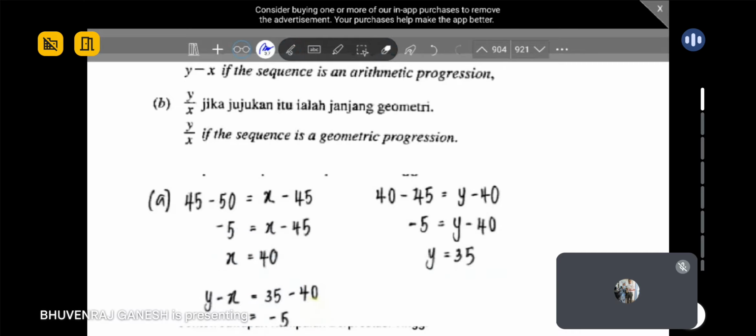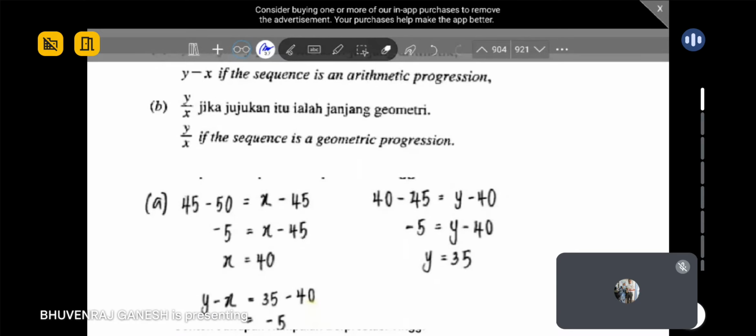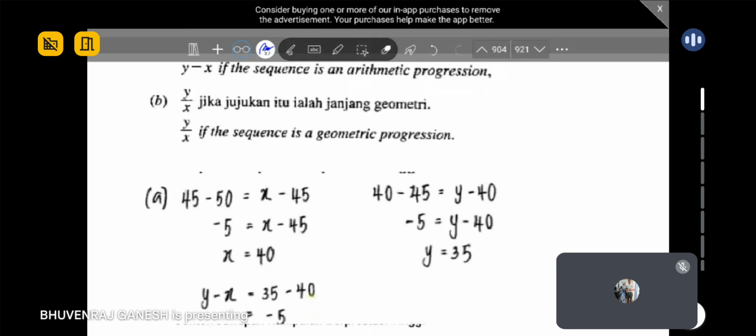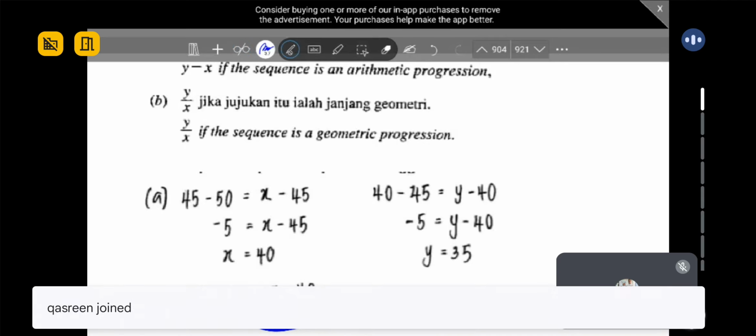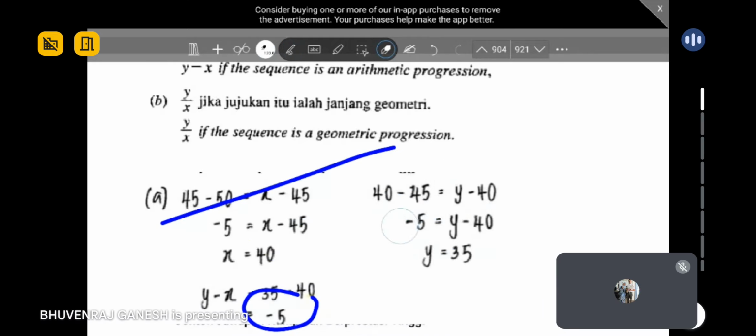Walaupun untuk soalan nyatakan. Even though the question says state, if you show working, as long as your answer is correct, the examiner will only see your final answer. Pemeriksa hanya akan nampak jawapan akhir. Dia tak kisah semua yang ni. They don't look at this. So, if you can think direct to the answer, go ahead.